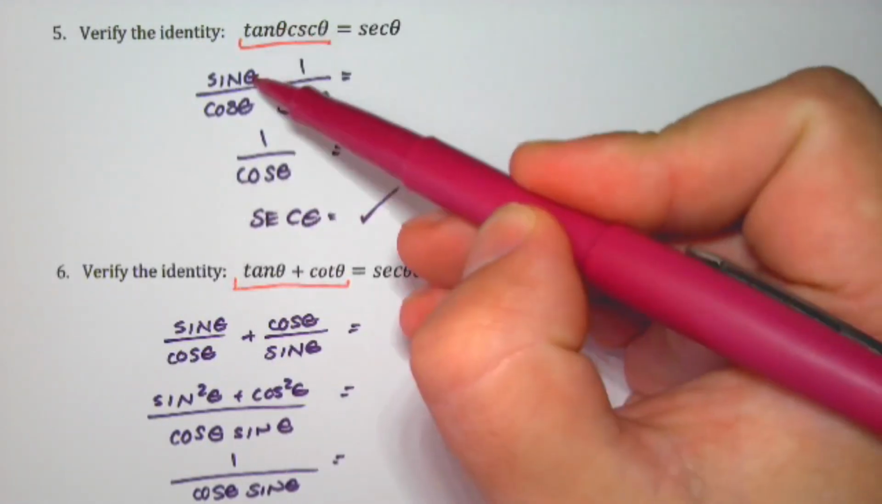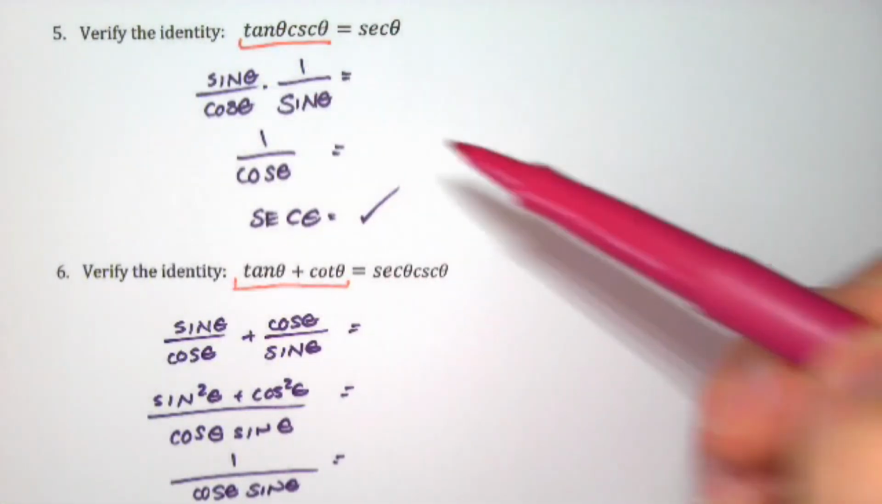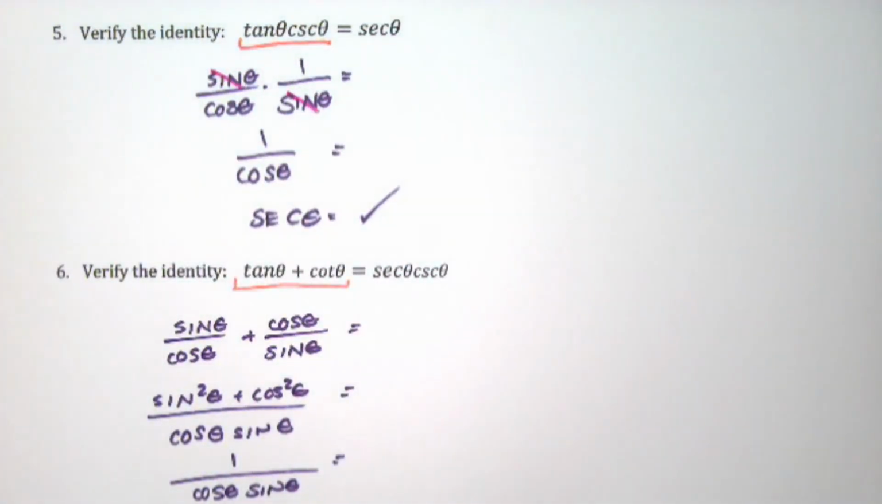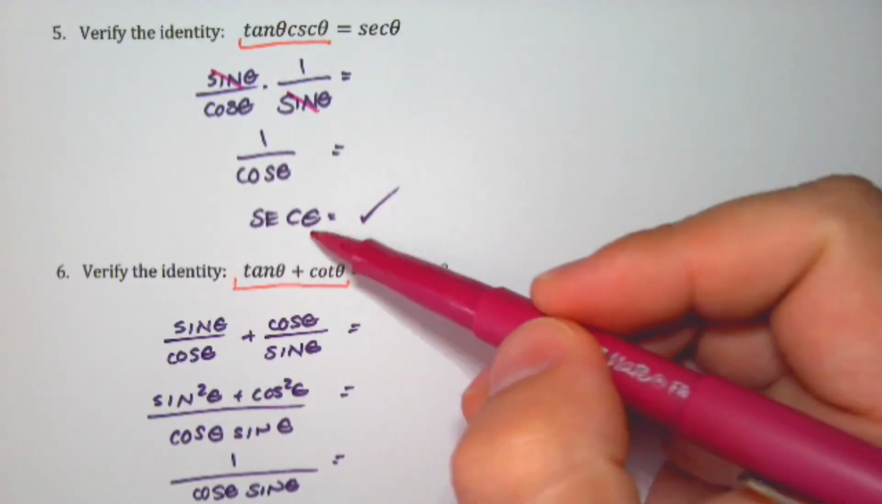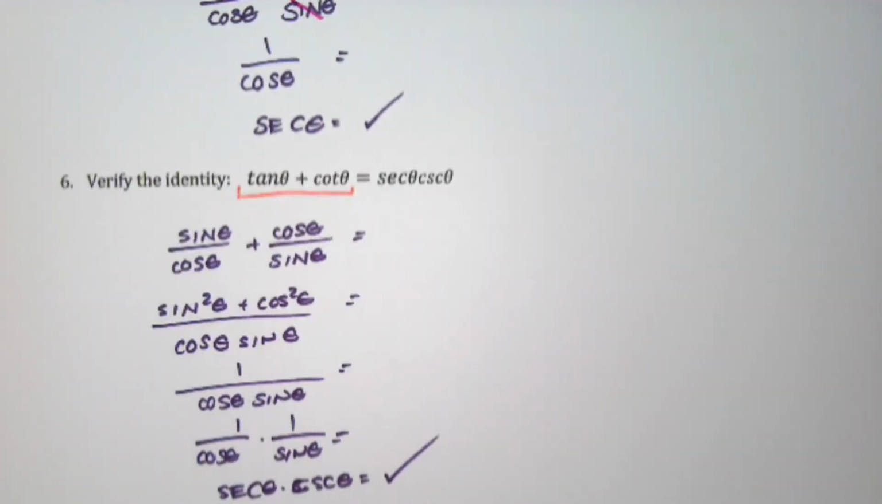So that tangent was sine over cosine. Cosecant is 1 over sine. But now we have those sines canceling, leaving just that 1 over cosine, which, short and easy, right? Reciprocal function, that's just secant of theta. Now moving on to number 6.